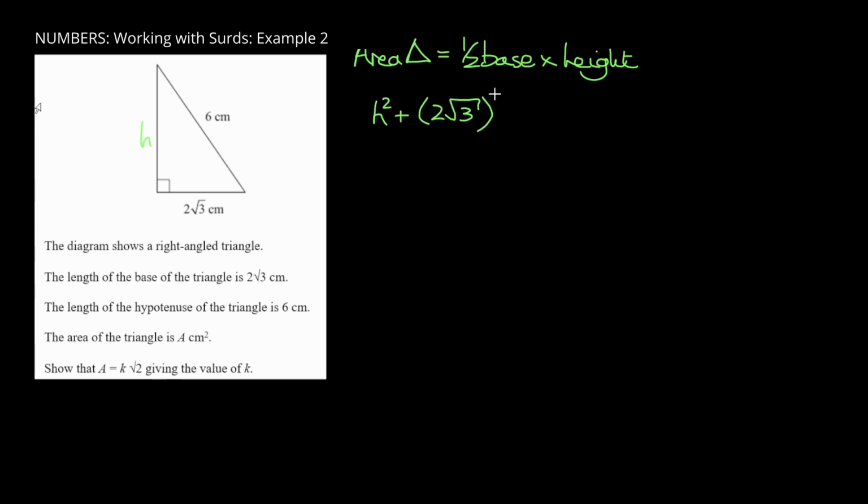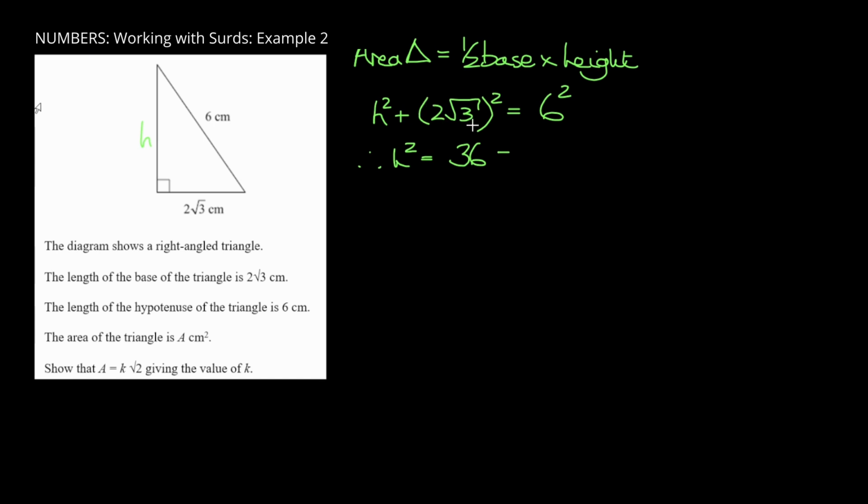Well, the area of a triangle is half the base multiplied by the height. Now, we don't know the height, but by Pythagoras, we can work out the height. Let's call this length h. So by Pythagoras, I can say h squared plus 2 root 3 squared is equal to 6 squared. So therefore, h squared is 36, 6 squared, minus this.